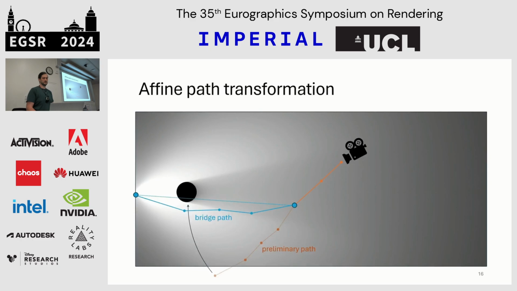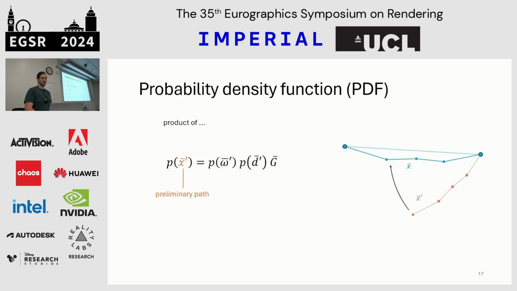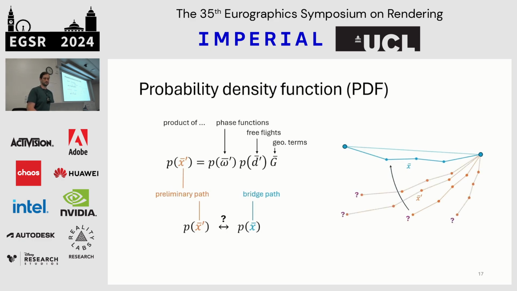So now the only thing left to do is to derive the probability density function to put this into a Monte Carlo renderer. For the preliminary path, this is quite easy because it's just the product of whatever we sampled before. It's the product of the phase functions, the free flight distances, and the geometry terms. But we don't know how to get to the bridge path PDF yet, because there's no bijection; there are multiple paths that transform to this bridge path. So we can't go both ways, we can go only one way. And therefore we can't just apply change of variables, at least not directly.